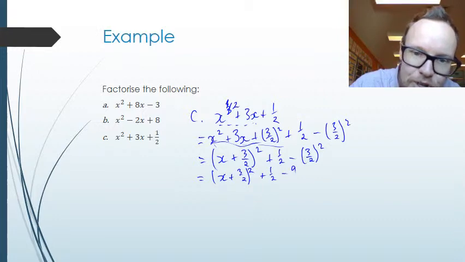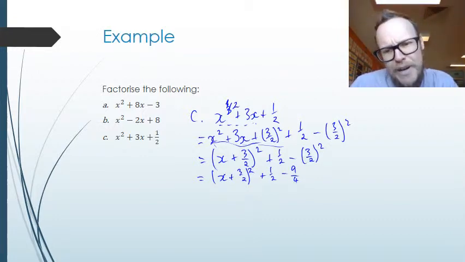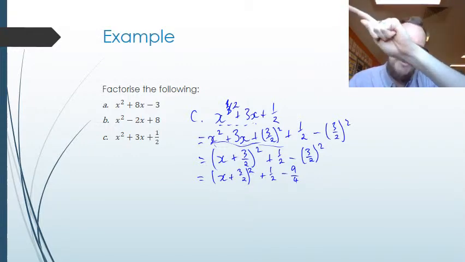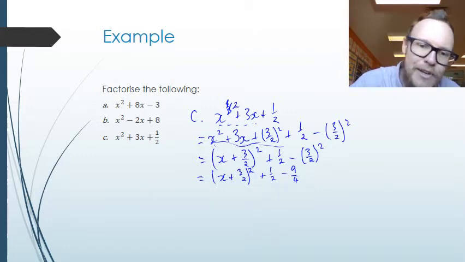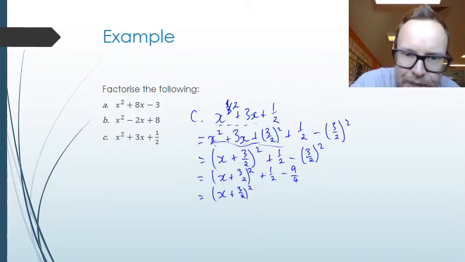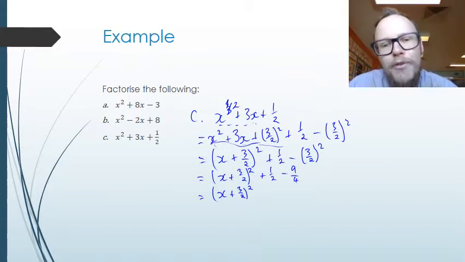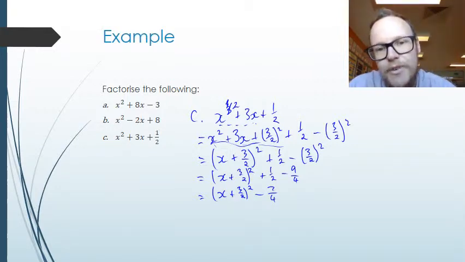Now this is going to be minus 9 over 4, because 3 on 2 squared is 3 on 2 times 3 on 2. So we multiply the numerators, multiply the denominators. If I have a half, I take away 9/4. You can do that on your calculator, but you don't have to. Same denominator means I'm going to have that as 2 over 4 minus 9 over 4. So it's going to be minus 7 over 4.